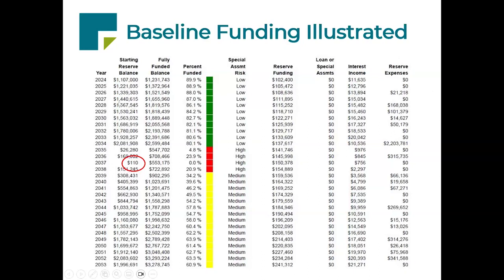So just a couple things to point out here. We're starting at a strong position. This community has over $1 million in reserves. They're about 90% funded. That's a great place to be. But if they're not funding adequately over time, that position of strength erodes very quickly, right? They get down to a point where at some point in the future, about 10 years from now, they've got 2.2 million to spend and not very much in reserves to begin with.